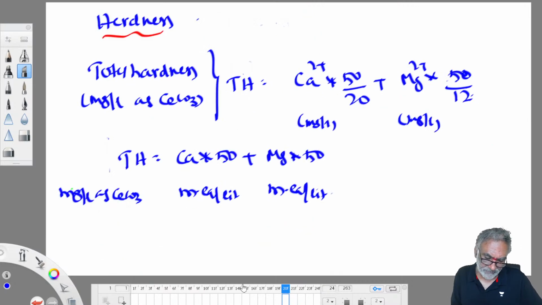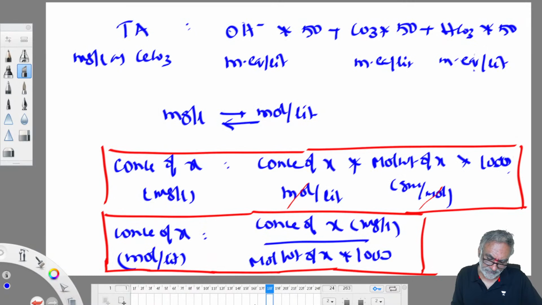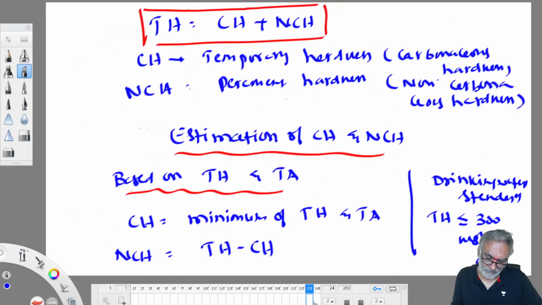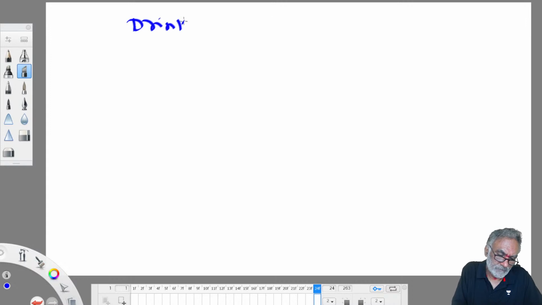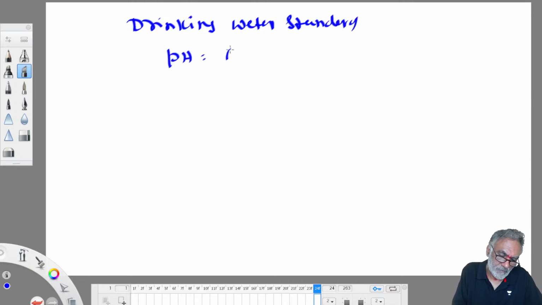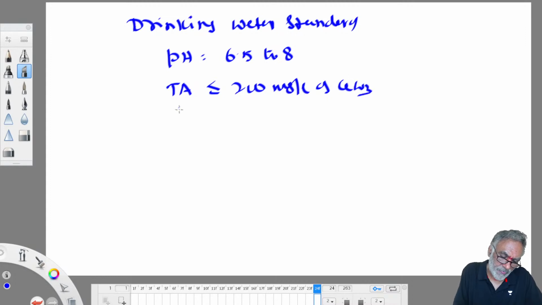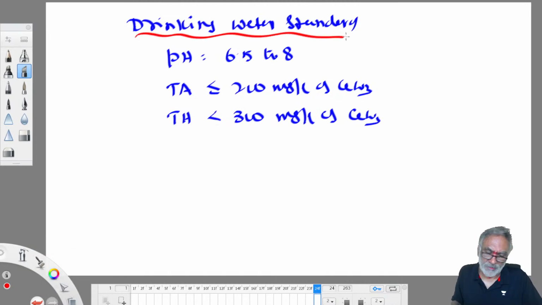Similarly, total alkalinity drinking water standard: pH 6.5 to 8.5, total alkalinity should preferably be less than or equal to 200 milligram per liter as CaCO3, and total hardness should preferably be less than 300, not equal also not allowed. These three parameters I gave with drinking water standards.